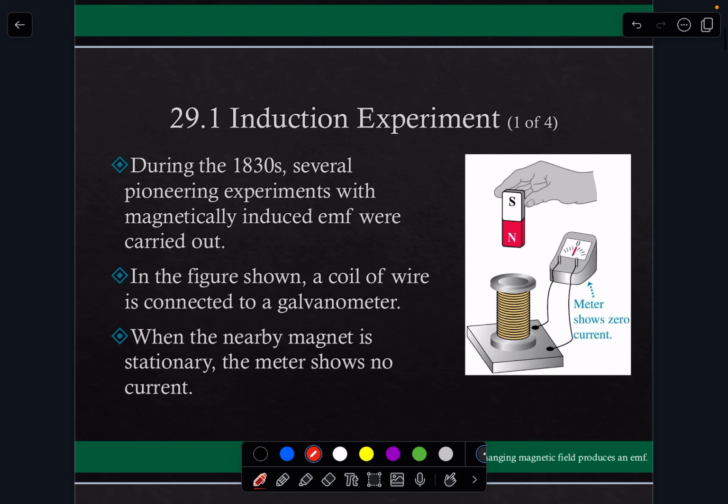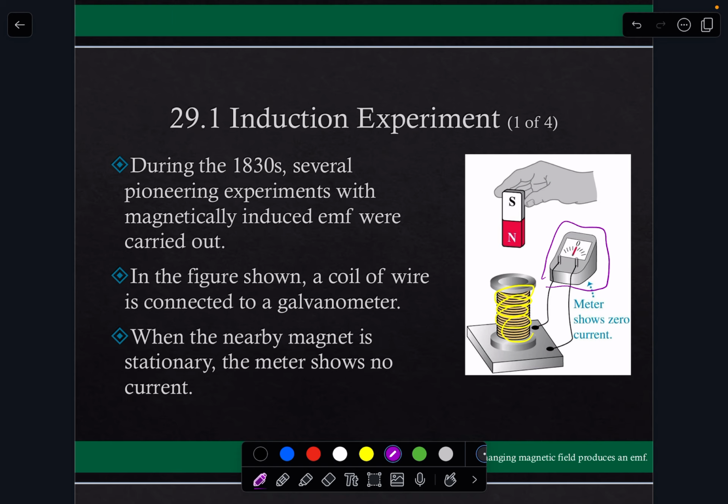So as always, when we start a new topic, we're going to discuss the experimental observations of this new phenomenon. So way back in the 1800s, there were some experiments done, and one of those experiments involved a magnet and a loop of wire that is able to carry current, so maybe copper or some other material, okay? A loop of current carrying wire. But as you can see here, this machine is called a galvanometer, which measures current.